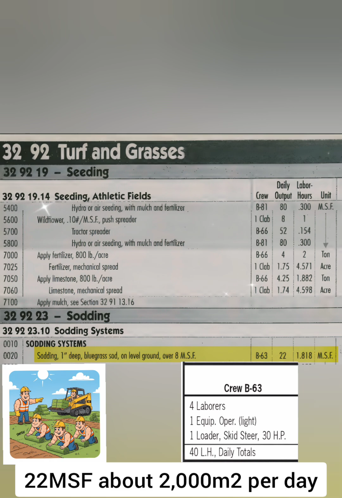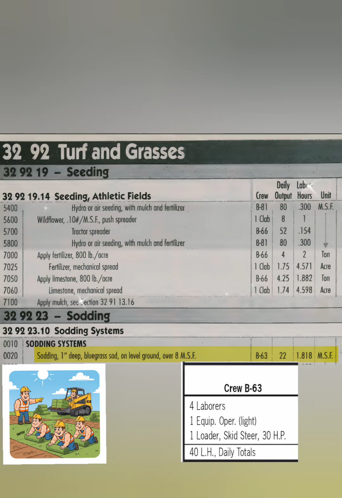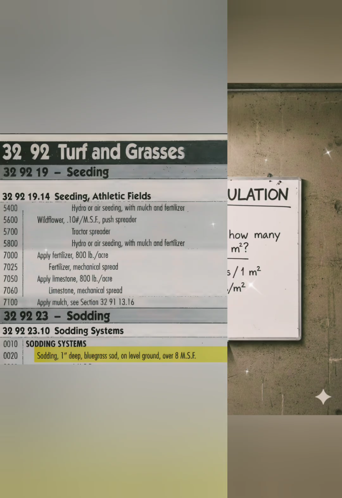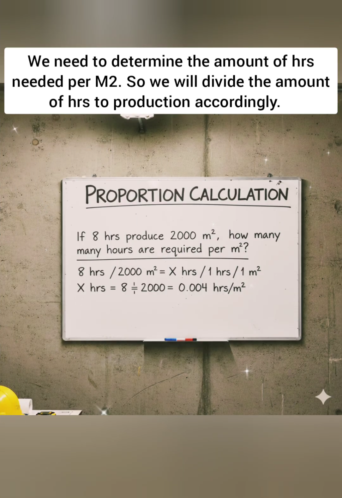But knowing that, we need to convert that into a per square meter value so we can use it for our quick estimates. Basically, to do that, you will need to know how to do the proportion. So in this case, for instance, if one of those ingredients took 8 hours to produce 2,000 square meters, how many hours are required per square meter? Basically what you will need to do in this case is divide the 8 hours by the 2,000 square meters, and you get the value of 0.04 hours per square meter.